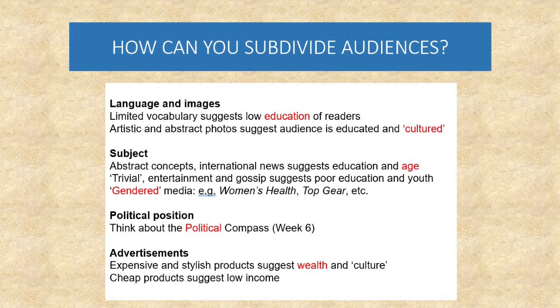So again, abstract concepts like human rights, we all know what it means, but it's not something you can touch and feel. Human rights is an abstract concept. So if a journalist is talking about human rights, typically that's aimed at a more educated audience. International news, youngsters typically aren't really interested in international news. So if you see a magazine with a lot of international news, it's probably aimed at an educated older audience.